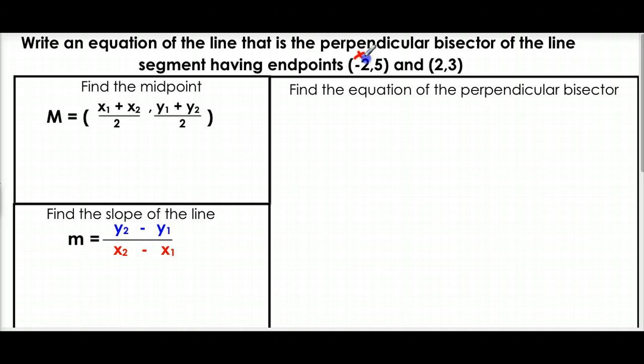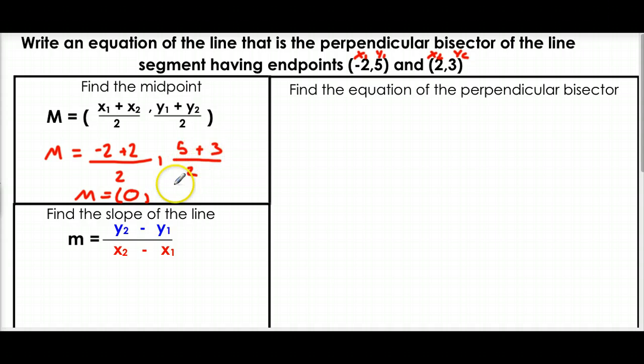So this is x1, y1, x2, y2. So m equals x1 is negative 2, our x2 is 2, plus 2 over 2, comma, y1 plus y2 over 2. So let's see, our midpoint's going to be negative 2 plus 2 is 0, 0 divided by 2 is 0, and 5 plus 3 is 8, 8 divided by 2 is 4. So that's our midpoint, 0, 4.